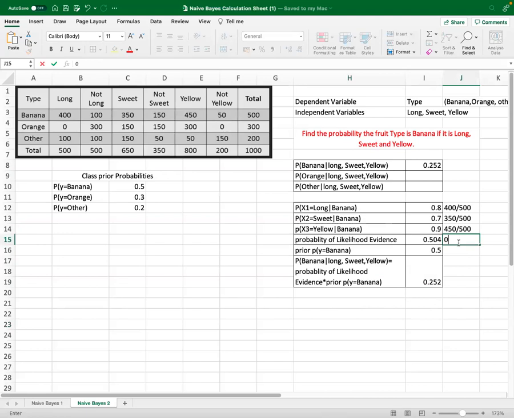So this is 0.8 into 0.9 into 0.7 into 0.9. And this is the multiplication of these two.